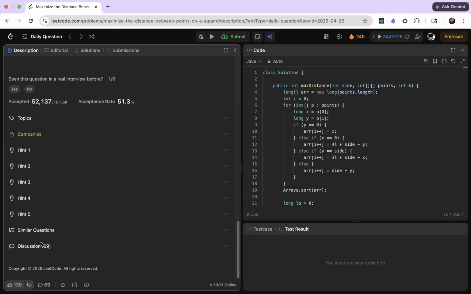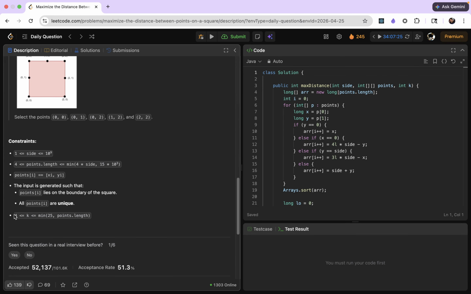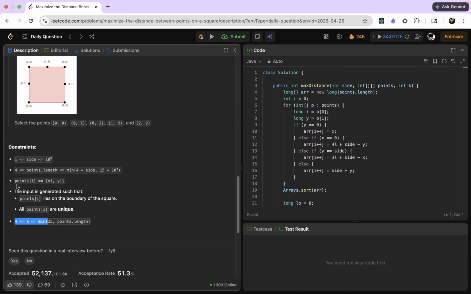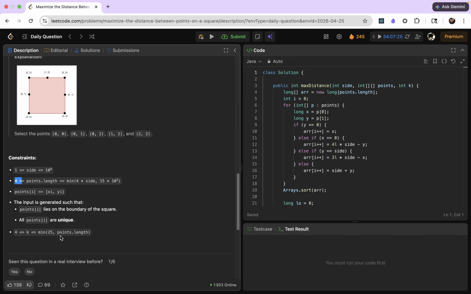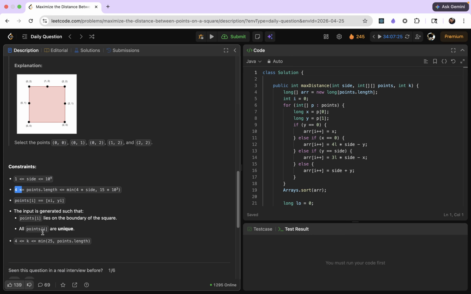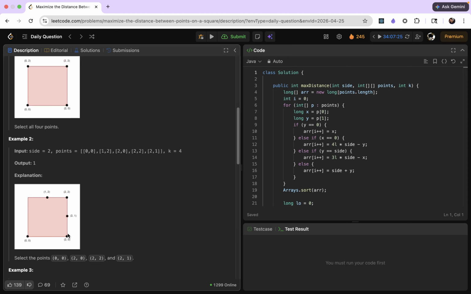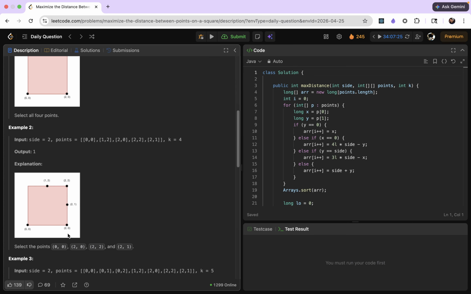And also in the constraints, if you see, there are some things like the points are more than 4 and the value of k is between 4 and the minimum of points length or 25. So let me walk you through this example and we'll try to conclude a few observations and see what intuition we can get out of it.